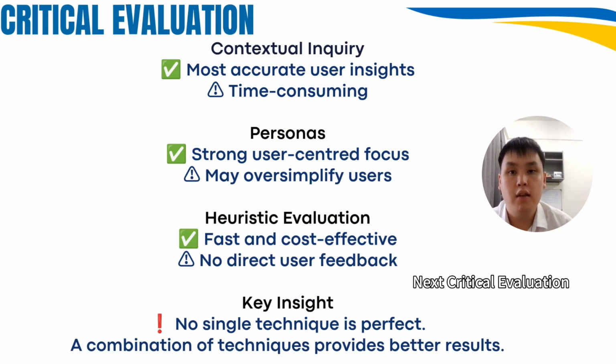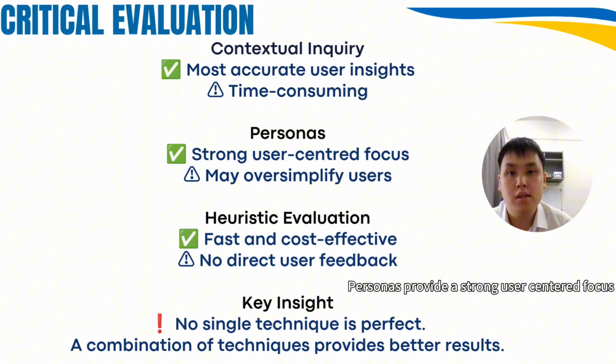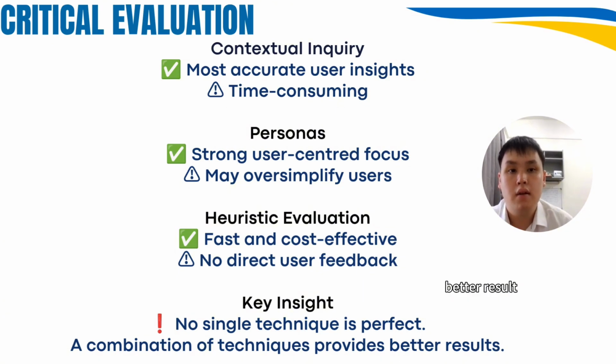Next, critical evaluation. Each UX technique has strengths and limitations. Contextual inquiry provides the most accurate user insight but requires more time. Personas provide a strong user-centered focus but may oversimplify users. Heuristic evaluation is fast and cost-effective but lacks direct user feedback. Therefore, no single UX technique is perfect, and combining multiple techniques provides better results.